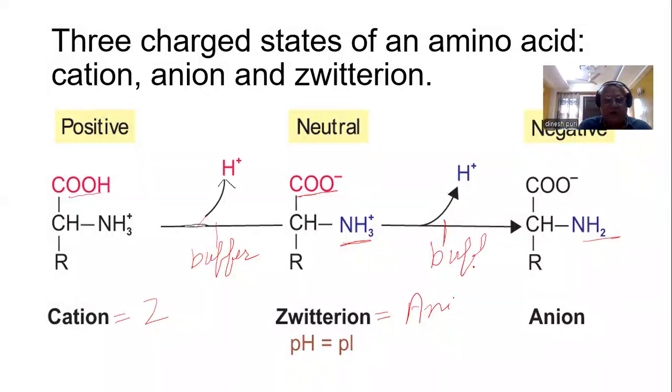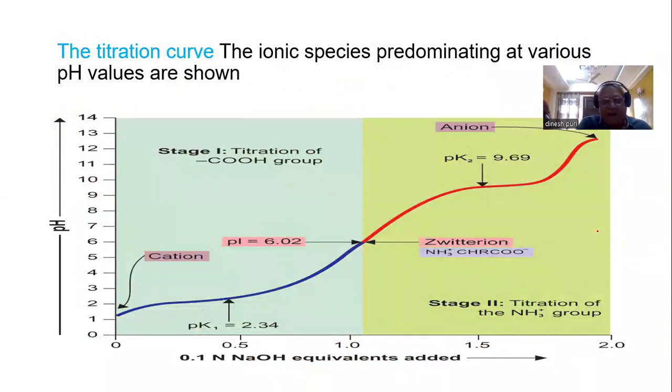So each amino acid has got two buffering zones. The first one corresponds to dissociation of the carboxylate group. The second one to dissociation of the amino group. In a diagrammatic form, I have explained everything so that there is no confusion now. When we started the titration, it was cationic form.